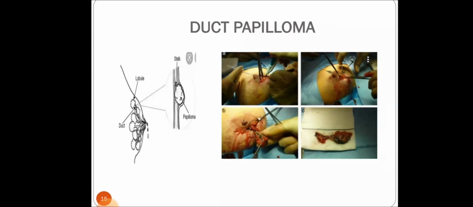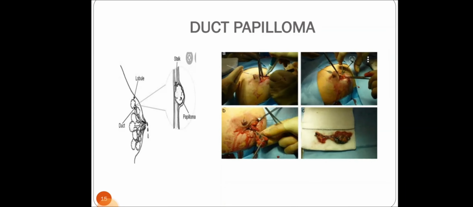Ductogram is the investigation suggested, and treatment is microdochectomy, meaning complete excision of the duct. You can see in the image, that is the end result. In the last picture, you can see that the duct is completely excised along with the tumor. That is microdochectomy. So that is about duct papilloma.